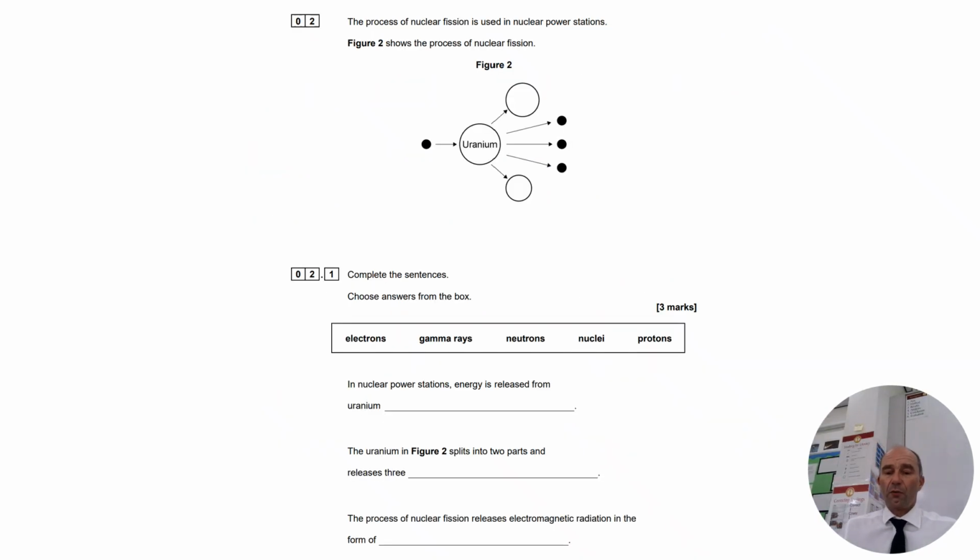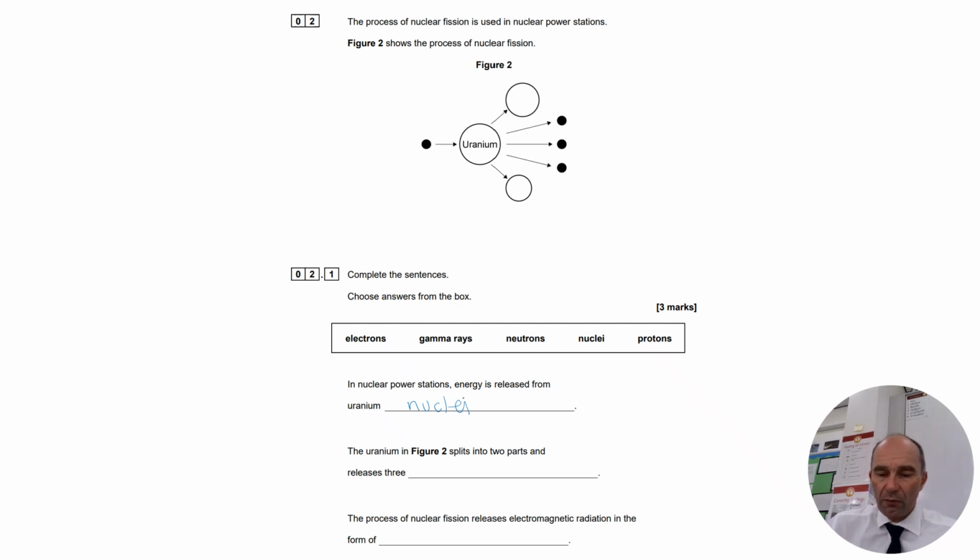Right, so question 2. We're into the process of nuclear fission, and this is used in nuclear power stations. We've got an example of nuclear fission with a diagram below. Now we need to fill in the blanks, and we're even given the words that we need. So this is quite a generous question. It's worth 3 marks. In a nuclear power station, energy is released from the uranium. It comes from the nucleus, so uranium nuclei.